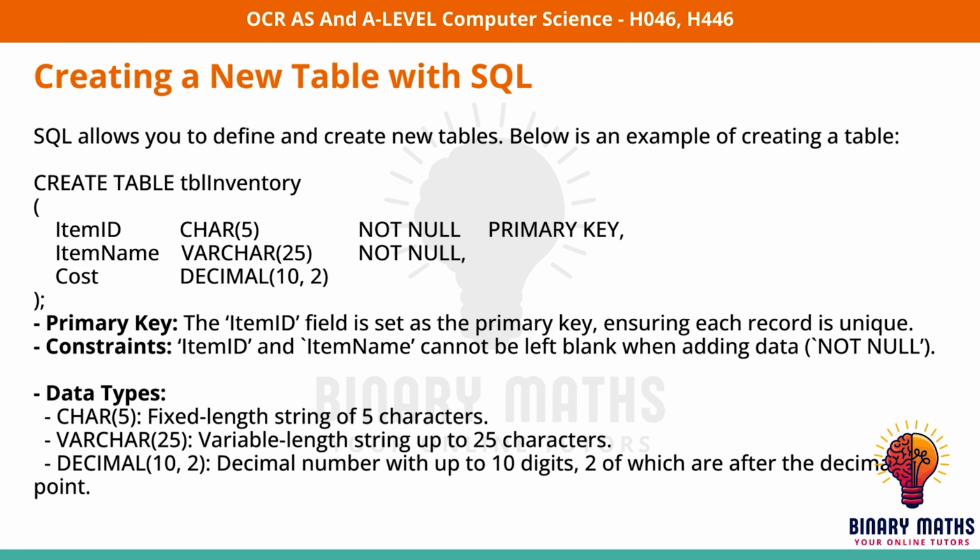Item ID. This is a unique identifier for each item. It's defined as a CHAR with a 5 in the brackets, meaning it's a fixed length string of 5 characters. The NOT NULL constraint means this field cannot be left blank, and PRIMARY KEY ensures each value is unique.